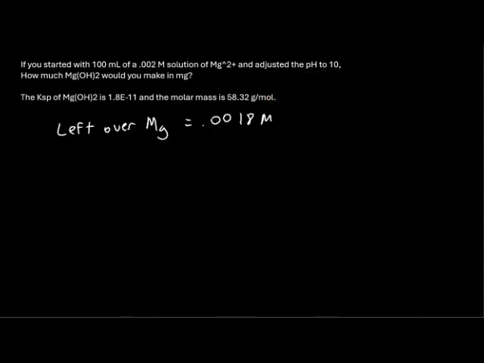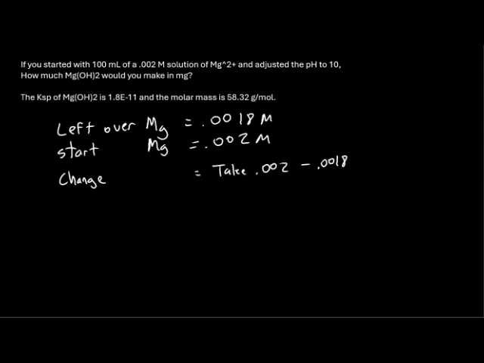Now that we know that our leftover Mg is going to be 0.0018 molarity, let's compare that against what we started with. Our starting Mg was 0.002 molarity. Therefore, we'll have a change of 0.002 minus 0.0018. If we subtract, we'll get 0.0002 molarity. This will be the molarity of the Mg2+ that got used up.